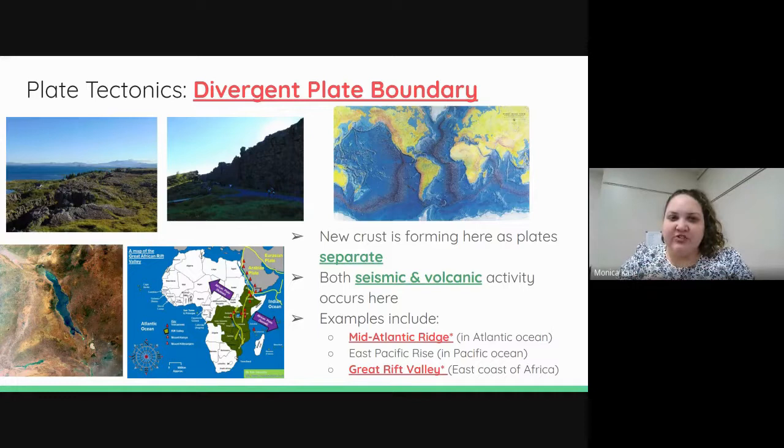Just like Ms. Laporte just mentioned, the Mid-Atlantic Ridge is an area where you can find this divergent plate boundary, as she's outlining there on that picture. The East Pacific Rise in the Pacific Ocean, as well as the Great Rift Valley, east coast of Africa.